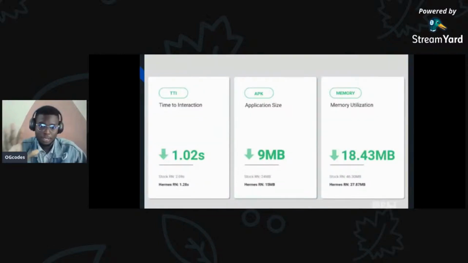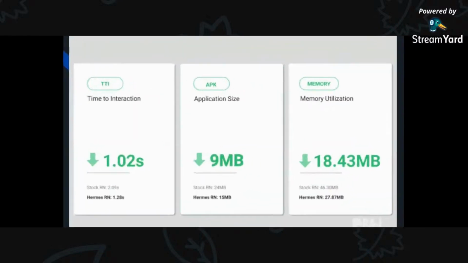All right, so this is an example of the effect of Hermes on an Android bundle. I don't know if you guys can see my slide. Okay, yeah. This is the after effect of Hermes on an app. You can see that the startup time was reduced by 1.0 seconds. This was research I carried out, and then the APK size was reduced by 9 MB, and the memory size of the app was reduced by almost 19 MB.